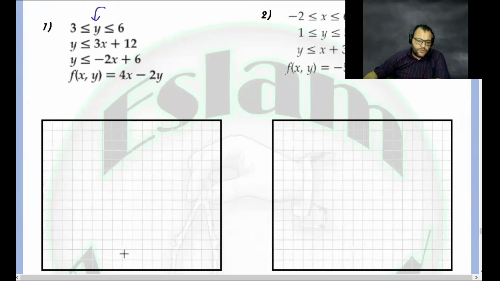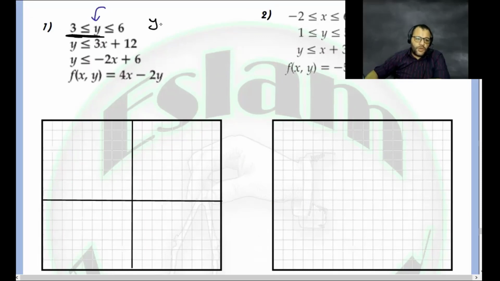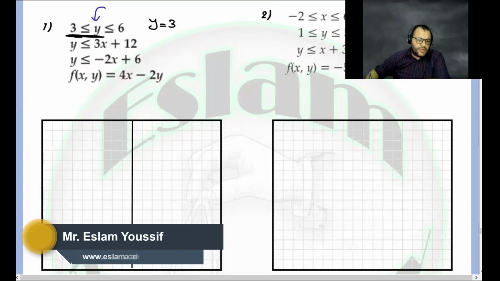So I'm drawing the coordinates now. Divided in two parts. That's the first part. We will convert the inequality to an equation, y equals 3. What is the meaning of y equals 3? It's a horizontal line, represented by a straight line that intersects the y-axis at the point 3. So that will be the first line.